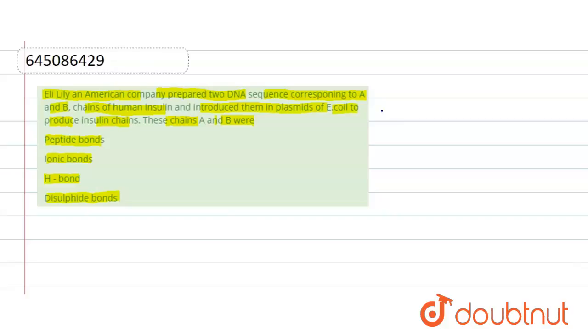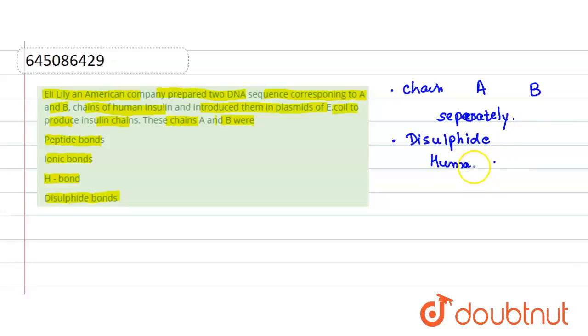So what they did, they created chain A and B. Two chains were created, and the two types of chain were created separately. They do not mix. Now, what they did, they extracted them and combined them by creating disulfide bonds to produce human insulin. They used disulfide bonds to attach them, meaning to combine them, to produce human insulin.